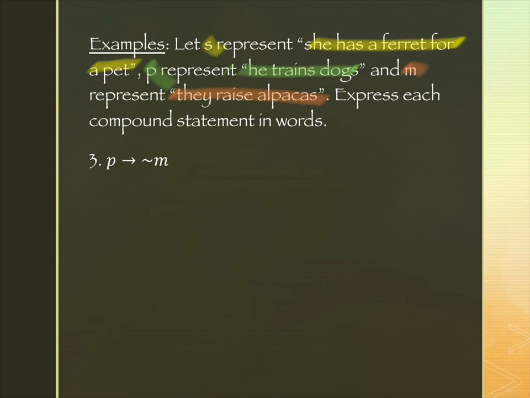So we're going to do an if-then statement. So there's an arrow here. That's how I know I'm going to do an if-then statement. The if occurs at the beginning, before whatever P, in this case, represents. So I'm starting with if. What does the statement that goes along with P say? He trains dogs. So we're going to start with if he trains dogs. When we come to the arrow, that's where the then goes in. Then.